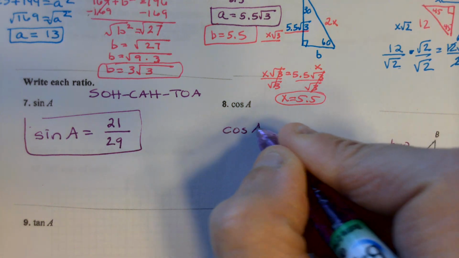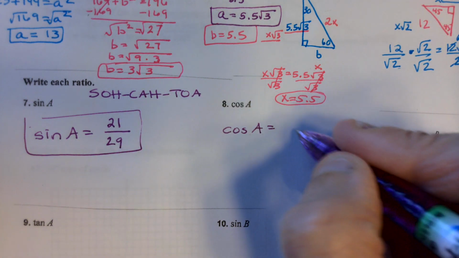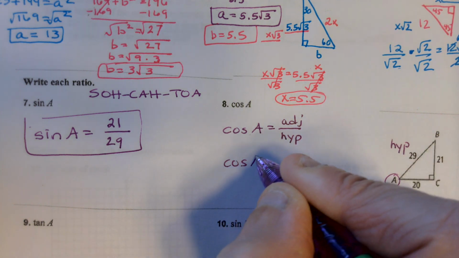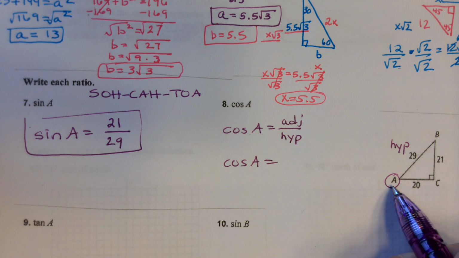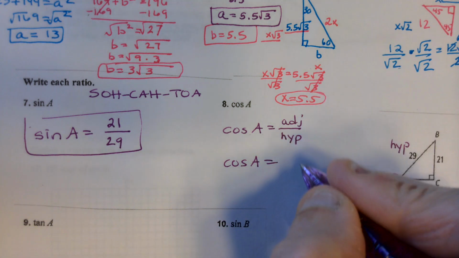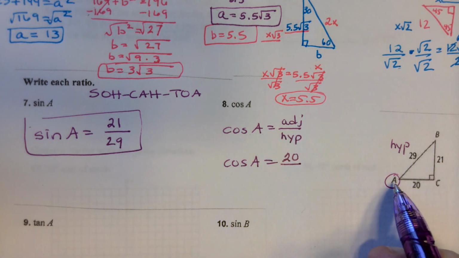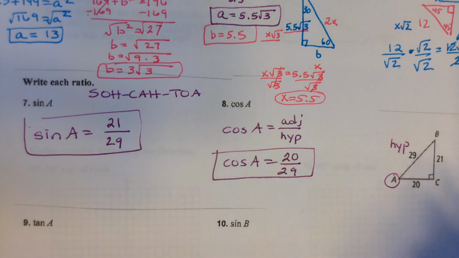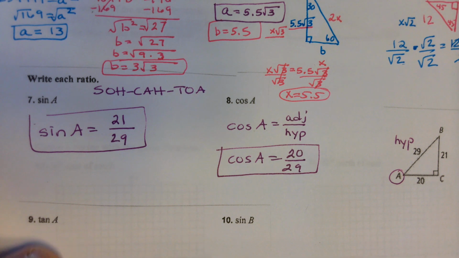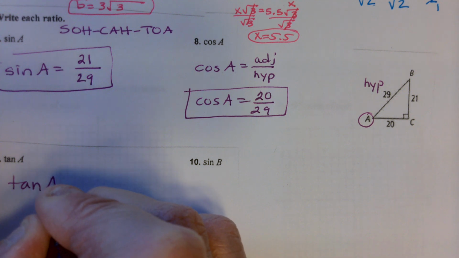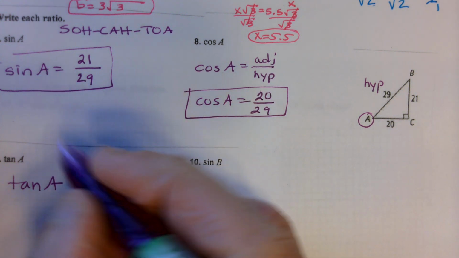Cosine of A. Cosine is adjacent over hypotenuse. So cosine of A equals, again, find that right angle, and then adjacent is touching the angle but not the hypotenuse. 20 over the hypotenuse, 29. I highly recommend you label the hypotenuse. Okay, tangent of A is opposite over adjacent.